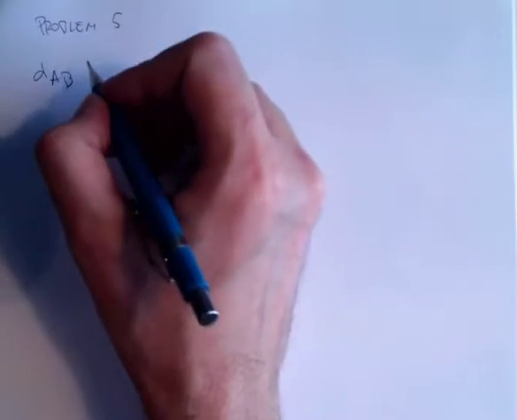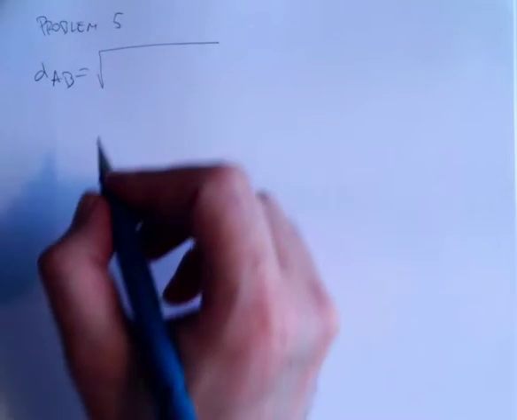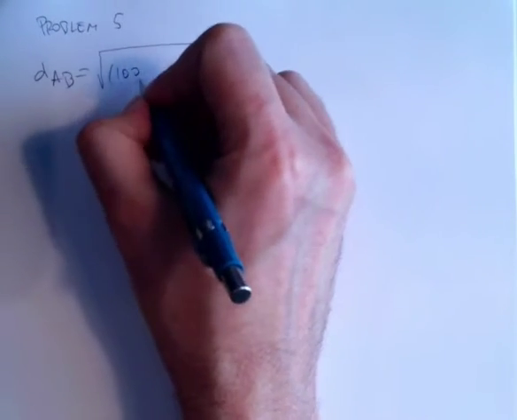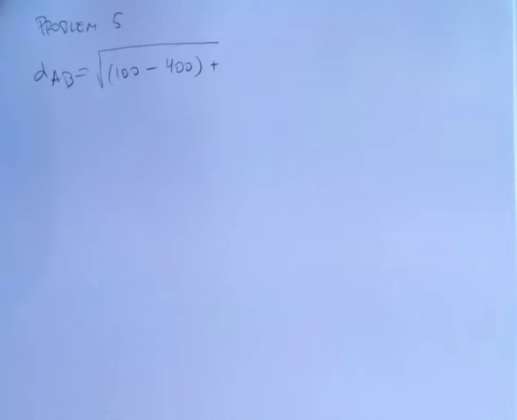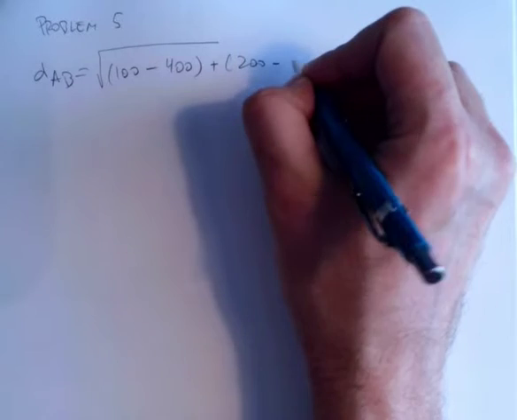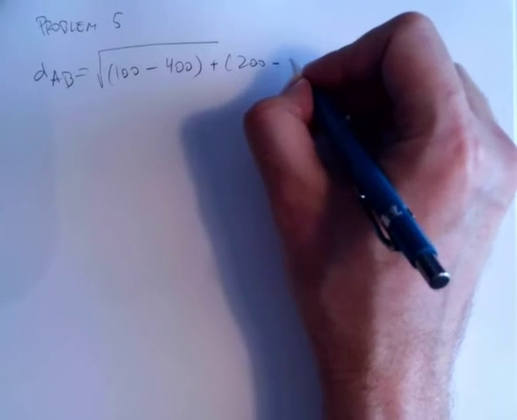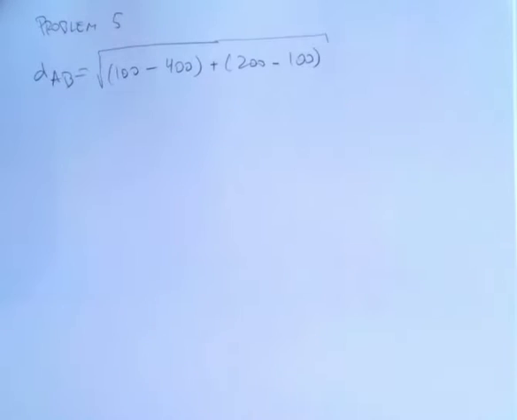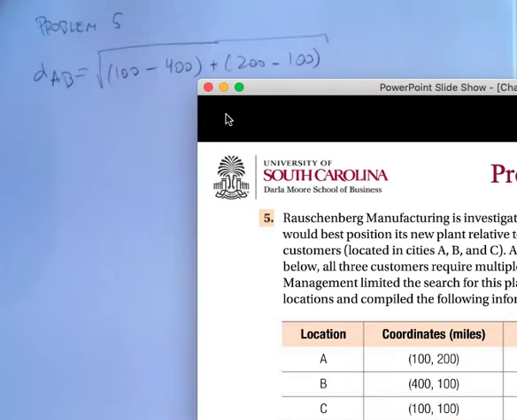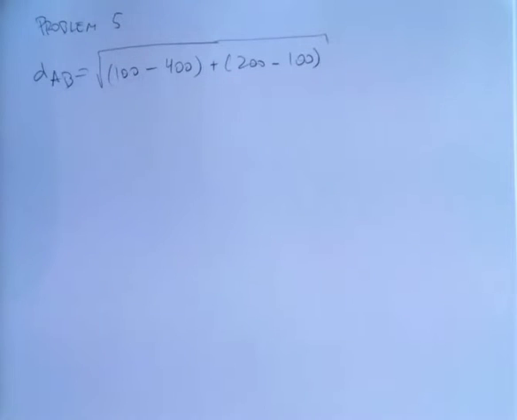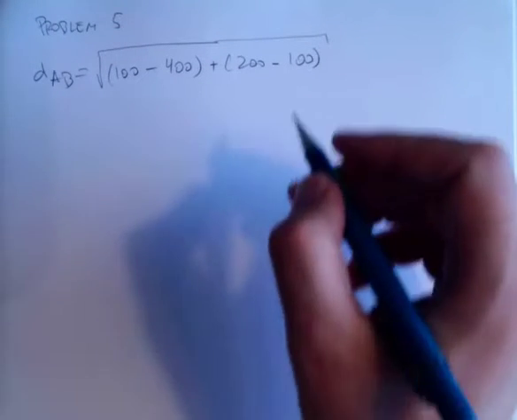So this will be the square root of xa, which is 100, minus xb, which is 400, plus the ya, which is 200, minus yb, which is 100. Okay, and the square root of that. Okay, and here I can put where that data came from. Okay, and that is 316.2.